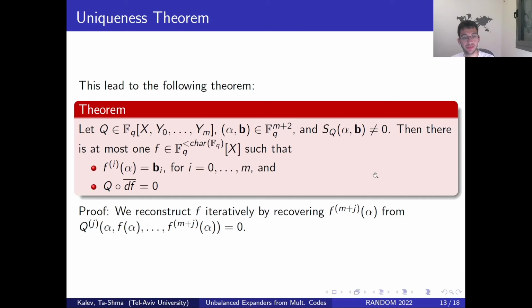And the proof of this theorem is exactly what we saw before. The n plus jth derivative at alpha can be uniquely determined from all the previous derivatives, and therefore we can get the n plus first derivative from the initial condition, the n plus second, and the n plus third, and so forth, until we get the entirety of f.